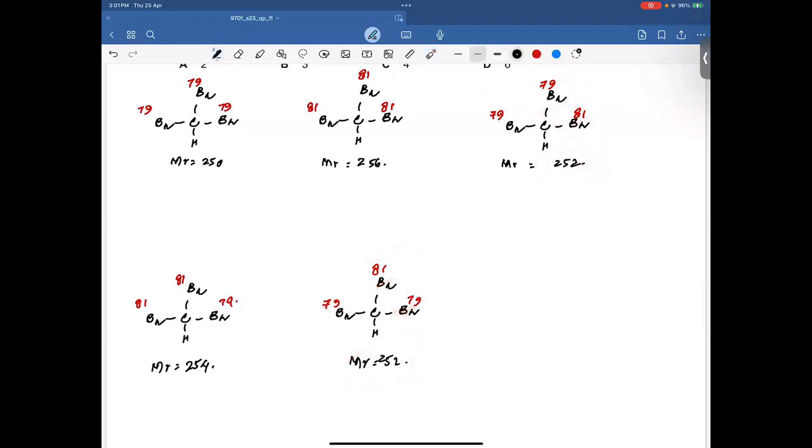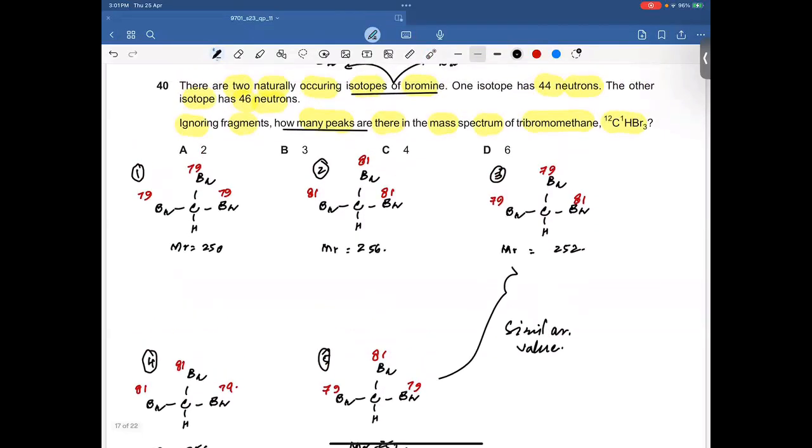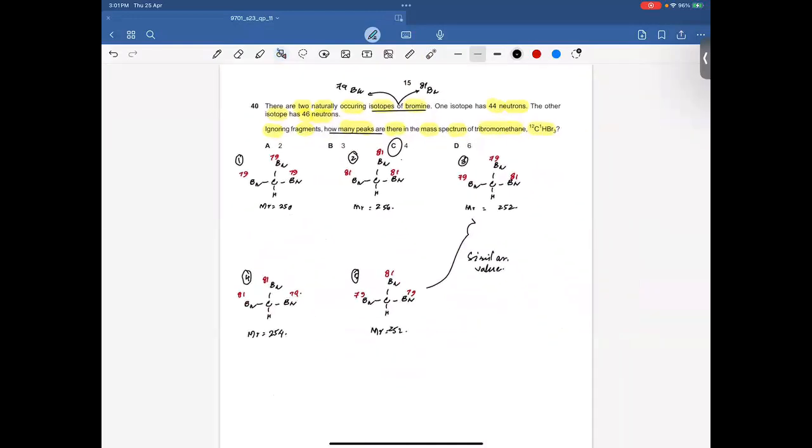So this is the first possibility of MR. This is the second possibility of MR. This is the third possibility of MR. This is the fourth one. This is the fifth one. And these two are similar, so I'll take them as one value. So how many peaks altogether in this scenario? 1, 2, 3, and this one is 4. 4 peaks only. So C is going to be the right answer. Okay. Thank you very much, guys.